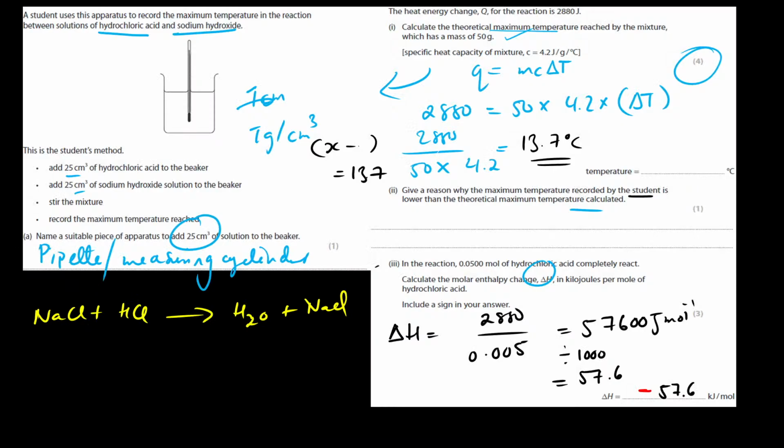The temperature change was 13.7. The reason why: thermal energy gets lost to the surroundings, and so on and so forth. Brilliant.